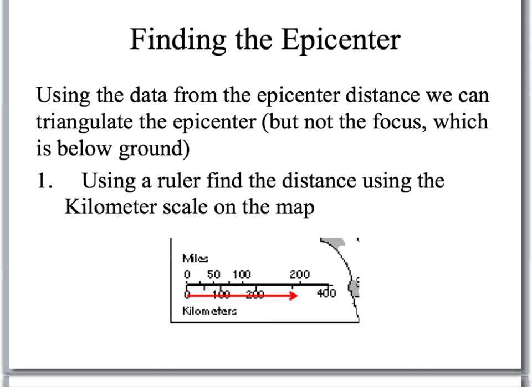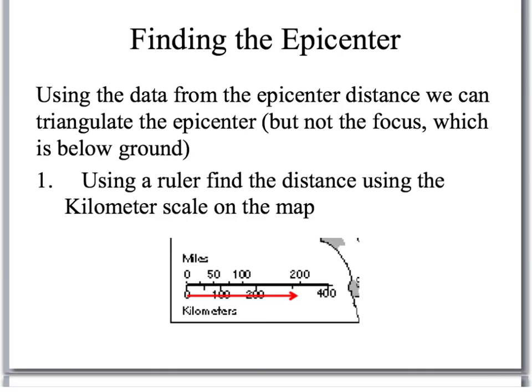Now we're going to find the epicenter. This is the actual physical location on the surface where the earthquake occurred. The actual earthquake occurred meters to kilometers below the surface on the fault or plate boundary. Using the data from the epicenter distance, we can triangulate the epicenter, but not the focus, which is below ground. The focus is where it actually happens.